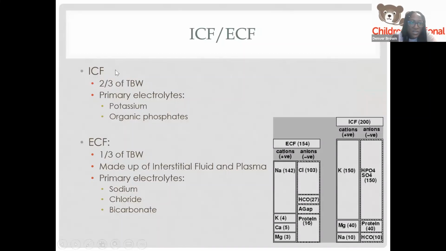Now, just as I showed, the intracellular fluid is 2/3 of total body water, so the majority, and the primary electrolytes that are found there are potassium and your organic phosphates. Now, extracellular fluid is only 1/3 of total body water. As the picture before showed, it's made up of interstitial fluid and plasma. And really, the primary electrolytes of the extracellular fluid include sodium, chloride, and bicarbonate.